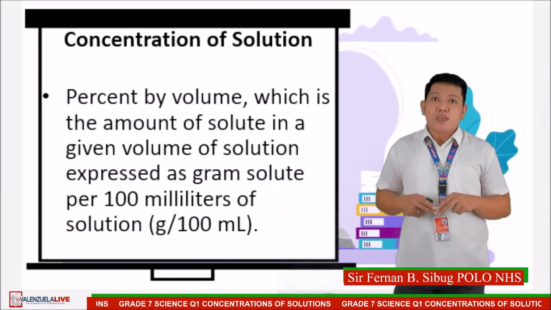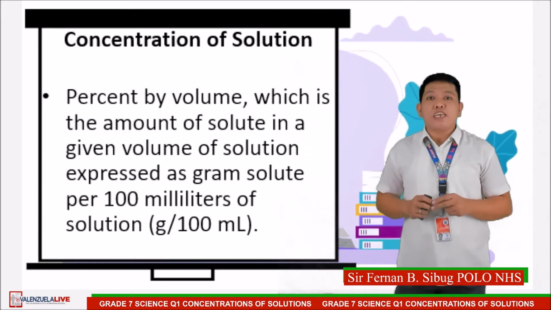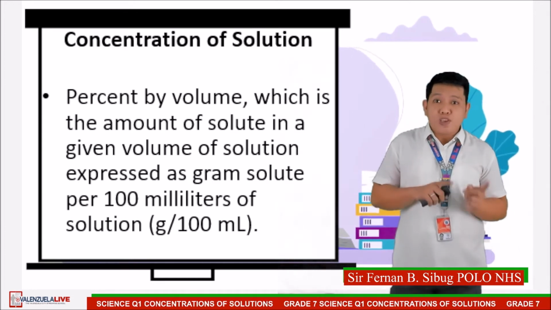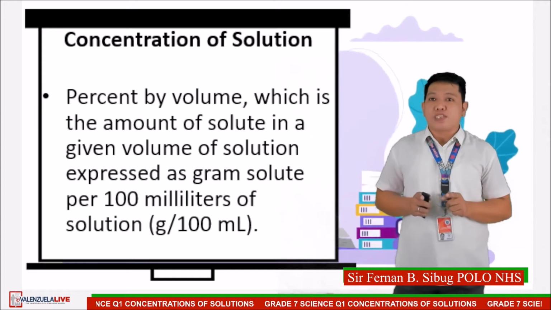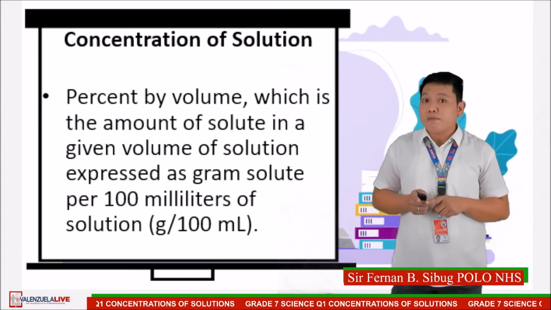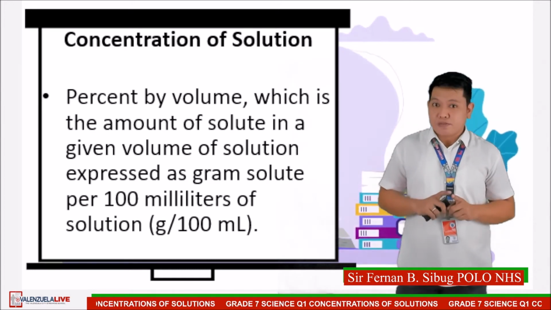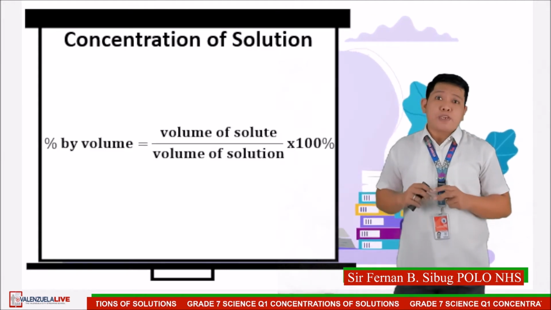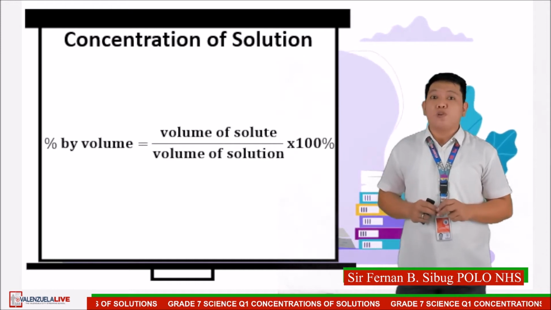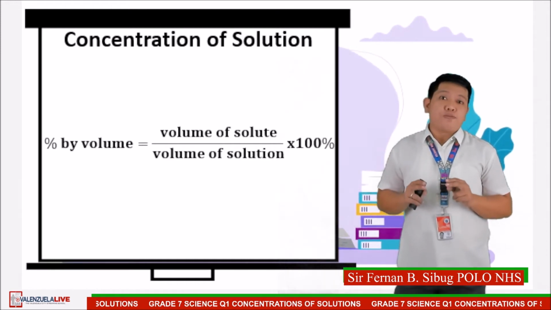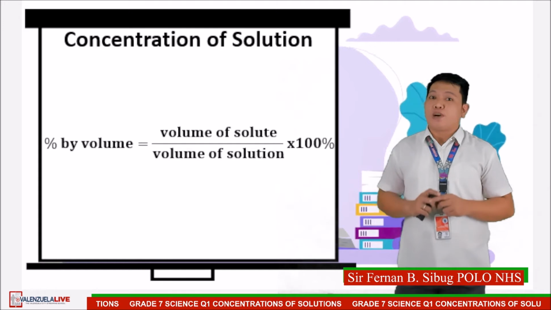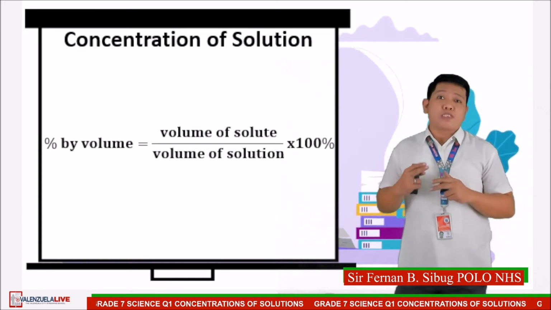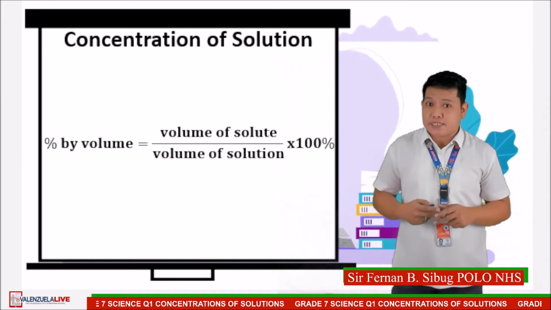The other way of expressing concentration of solution is by means of percent by volume. Percent by volume is the amount of solute in a given volume of solution expressed as gram solute per 100 milliliters of solution or gram per 100 milliliter. Mathematically, this can be expressed as percent by volume is equal to volume of solute over volume of solution multiplied by 100%. But for this lesson, we will only be focusing on percent by mass.